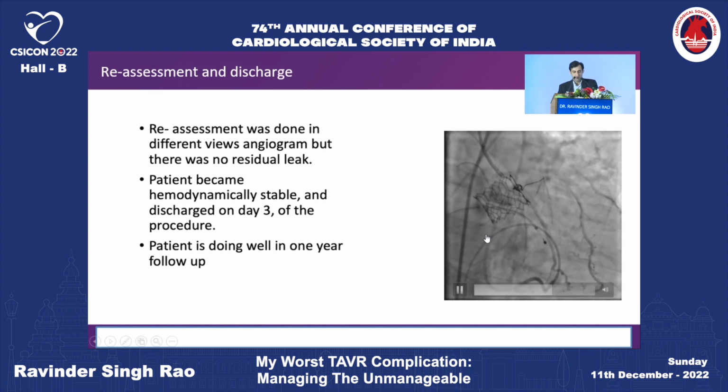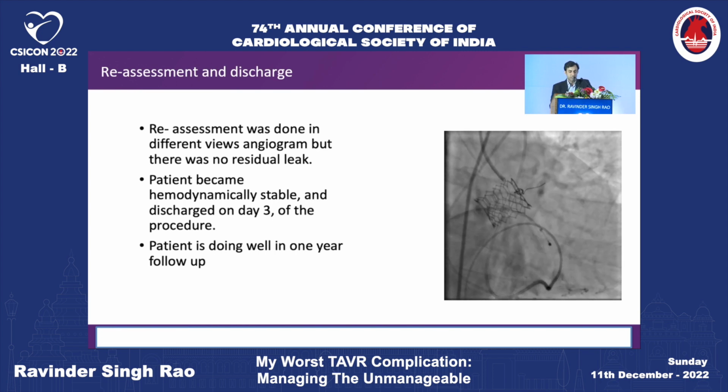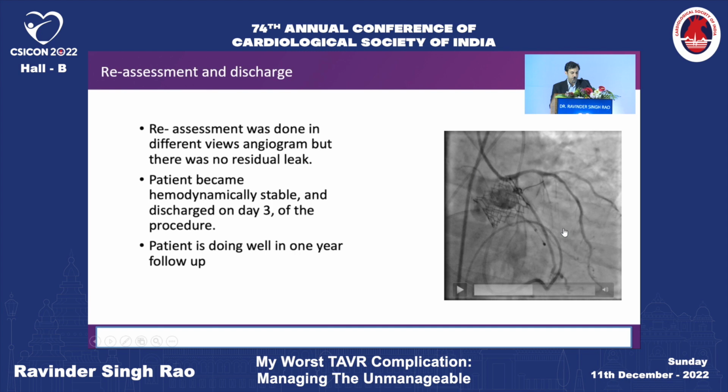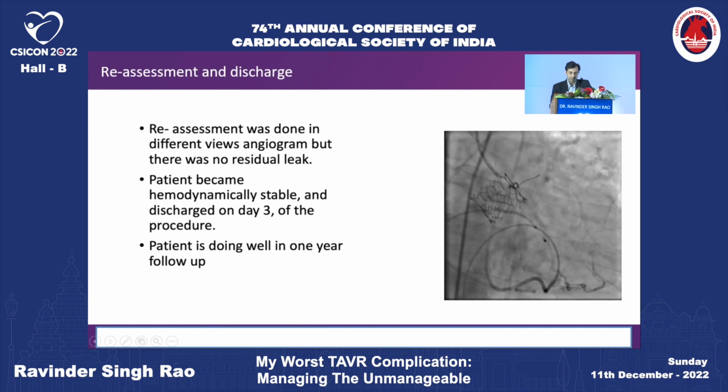Next slide. This is the final angiogram, successful closure of the annulus rupture with a coil. Patient was hemodynamically stable, no more pericardial effusion. Our surgeon was a little disappointed because he was all excited to open the chest. Patient was discharged home on day 3. Patient is doing very well up till 1 year of follow-up.